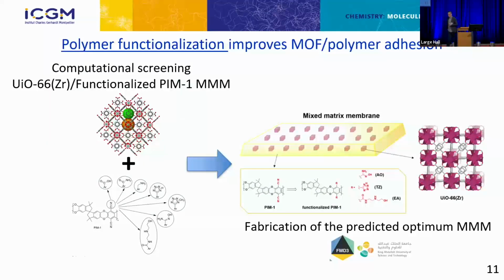Then the idea was to see how, in the case of UiO-66 and PIM-1, we can improve the compatibility between the two components. The first criterion we wanted to change was polymer functionalization. Computationally, we screened different functions that can substitute the cyano group of the PIM-1, with the idea to see how the compatibility will be controlled by the functionalization of the PIM-1.